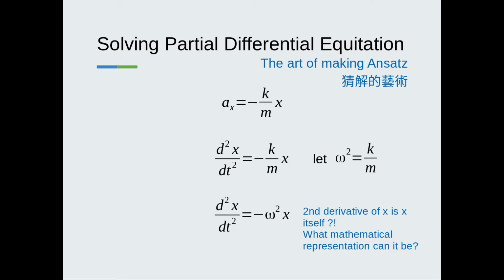So now the question for our Ansatz is, if you look at the equation, you can see the second derivative of x is x itself, isn't it? So this is interesting. And what mathematical representation can it be? So this is the start of making an Ansatz.